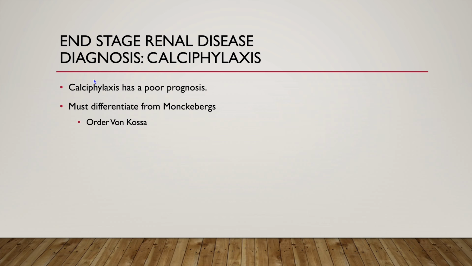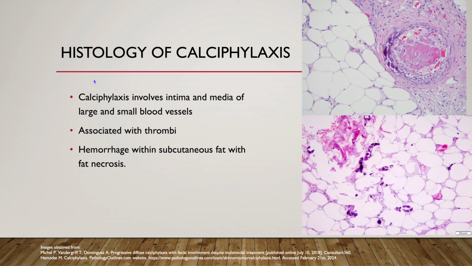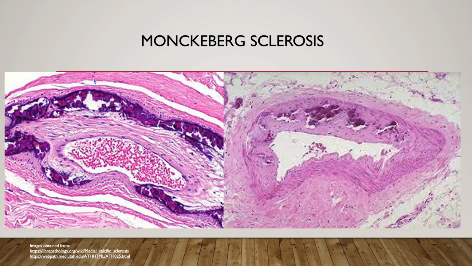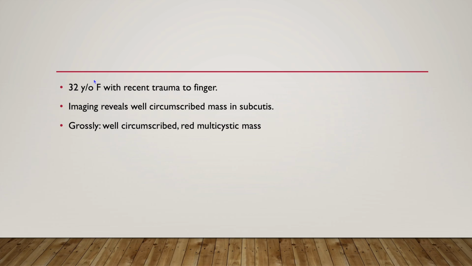The histology of calciphylaxis involves the intima and media of the large and small blood vessels. It's associated with thrombi, as you can see at the top, and you can have hemorrhage within subcutaneous fat and fat necrosis. So Mönckeberg sclerosis is calcification of the media portion of the vessel, and it does not cause any luminal narrowing.